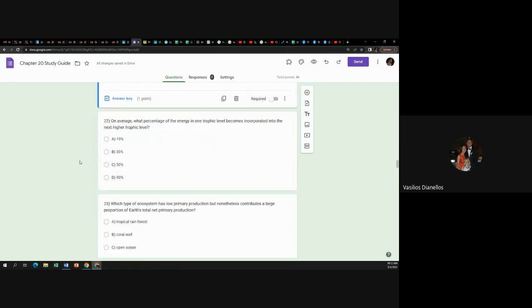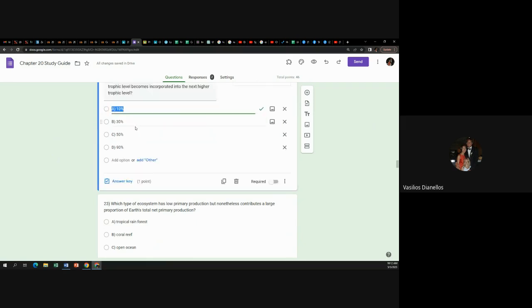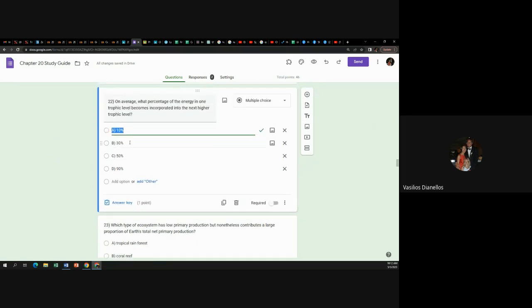On average, what percentage of the energy in one trophic level becomes incorporated in the next one? You do need to know this. Only about 10%, right? So 90% of it is left where it is or it's lost in the conversion, right? So only 10% makes it from one level to the next. This is one of those numbers that you need to know. Any questions about number 22?